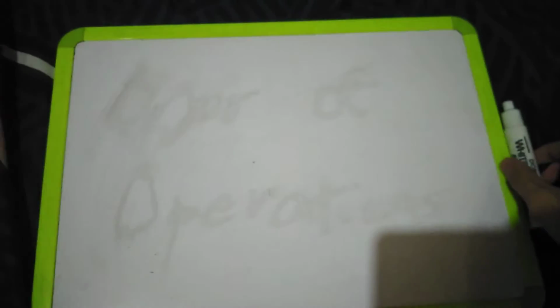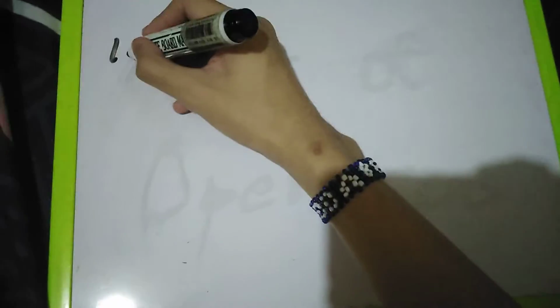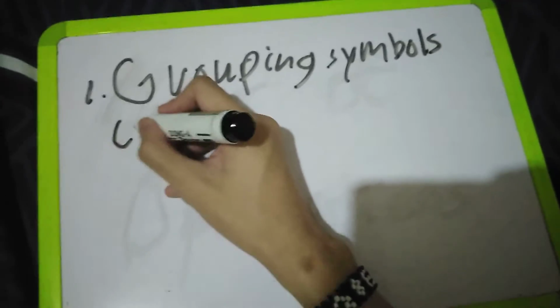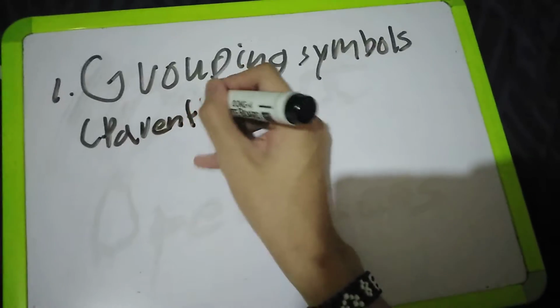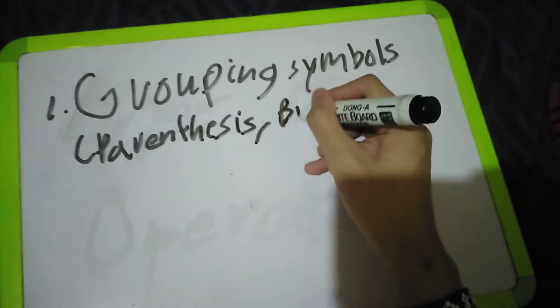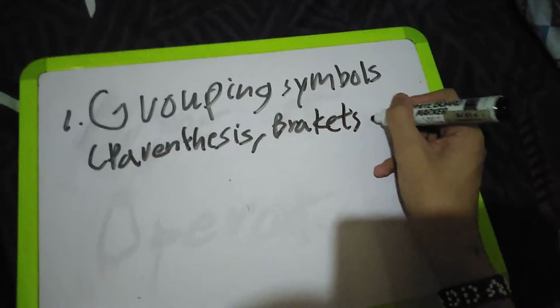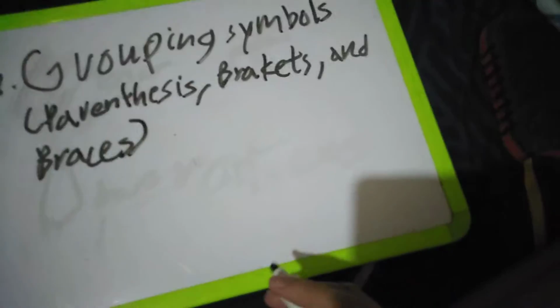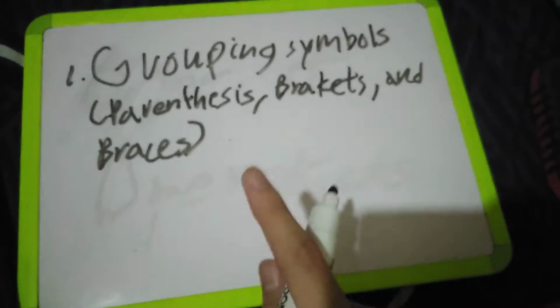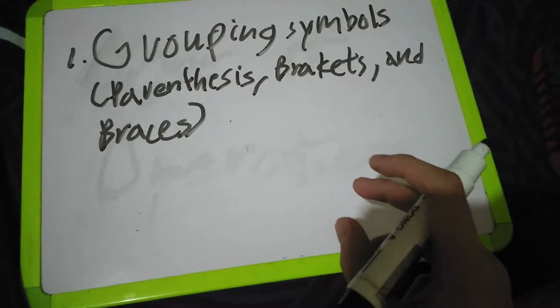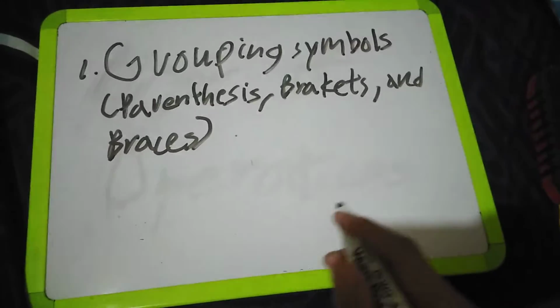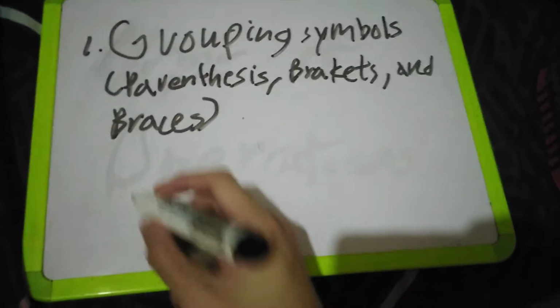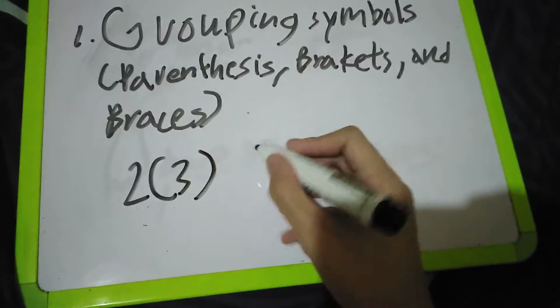Okay, so the first thing we need to do is grouping symbols, which include parentheses, brackets, and braces. But this is only if the grouping symbol's purpose is to group operations together, not for multiplication, because that is also a use of the grouping symbol. Here is an example. This means this.